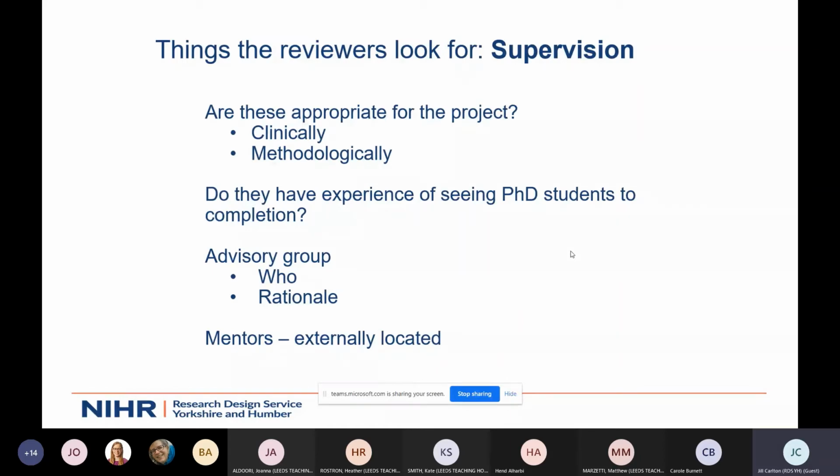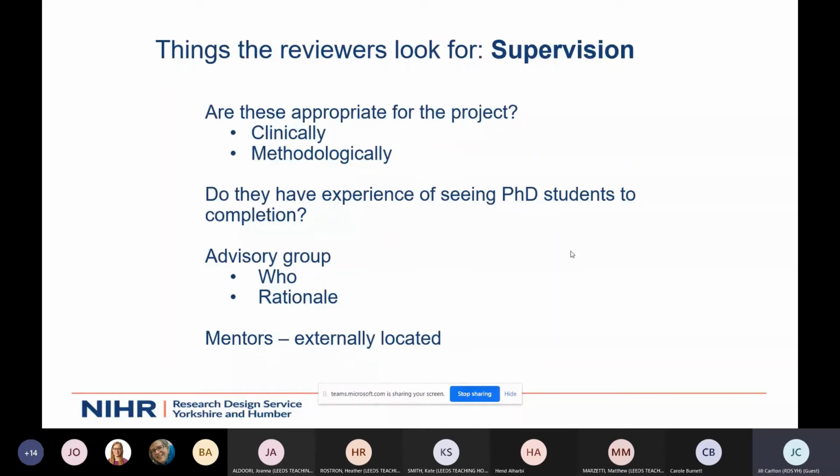In terms of mentors, for those people who are interested in advanced fellowships, reviewers are looking for you to move away from your potential PhD supervisors. If you're thinking about whether your previous PhD supervisor could be a mentor for you, the answer is that they don't look on it very favourably.